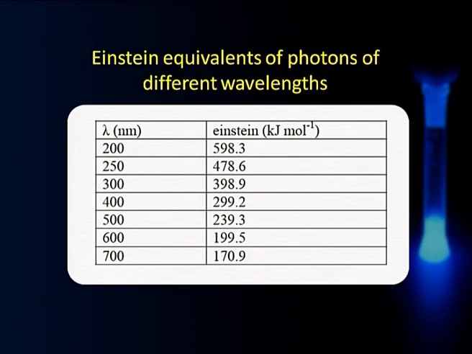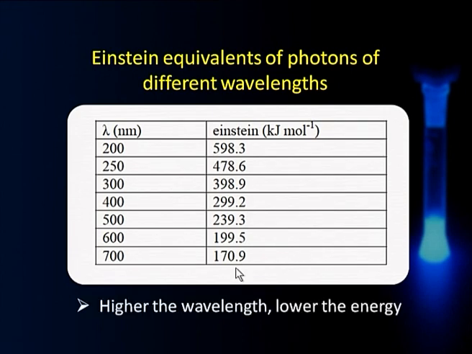Let us look at the energy equivalents of photons at different wavelengths. We see that 200 nanometers will be about 598.3 kilojoule, and for 250, 300, we can keep doing the same calculation. The important thing is that the higher the wavelength, the lower the energy, which is obvious. But we are talking in terms of Einstein. That is the point I want to bring home, that Einstein is the energy of 1 mole of photons of any given wavelength.